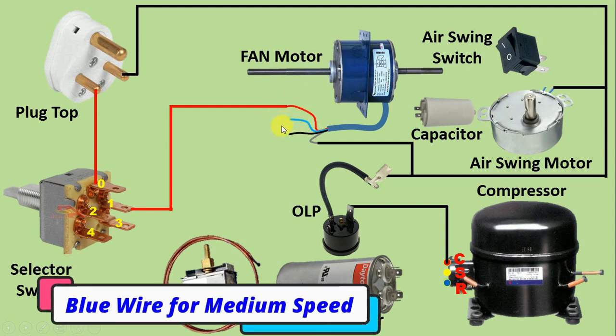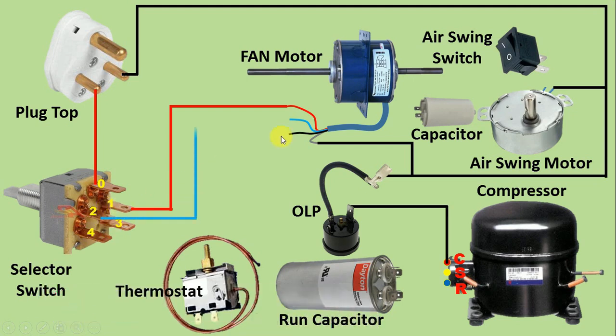After this blue wire here, blue wire is for medium speed. So what we will do, from 2 number pin here connect a wire, and with this blue wire connect this wire. After this black wire is for high speed. So for high speed, from this 3 number terminal here connect a wire, and with black wire connect this wire. So in this fan motor, connection for all the 3 speed is done, and connection of neutral power supply is also done.